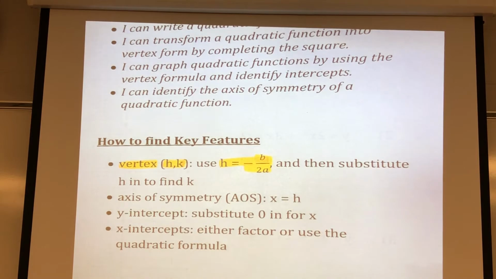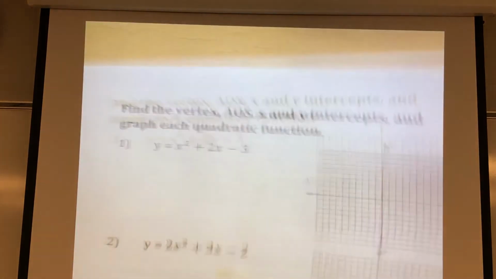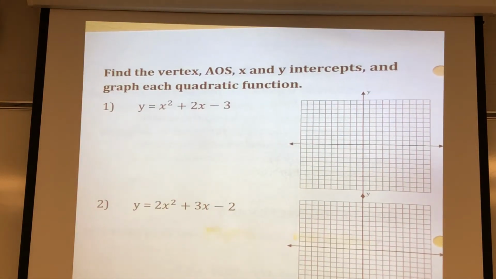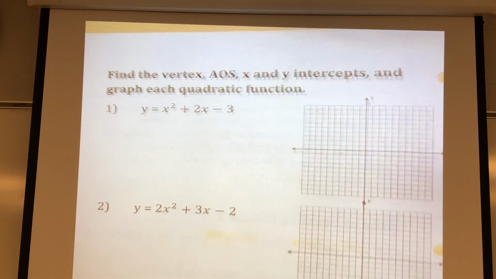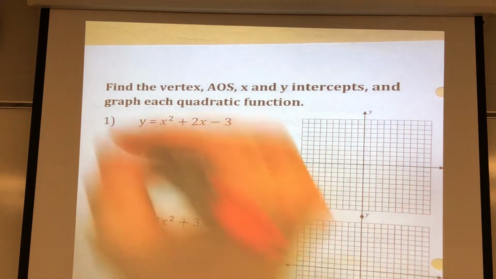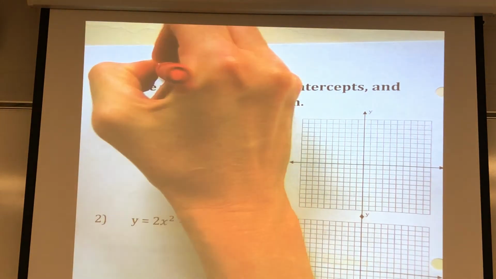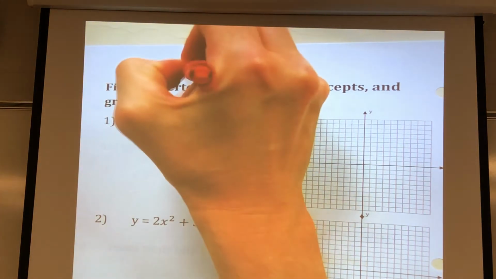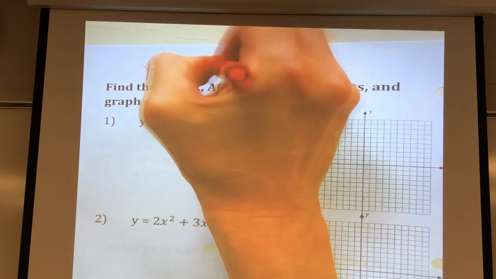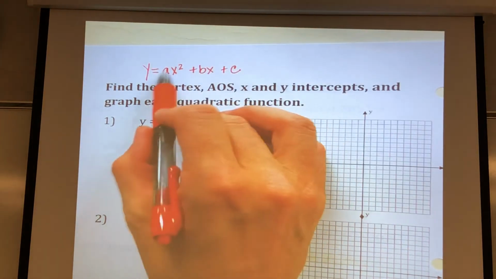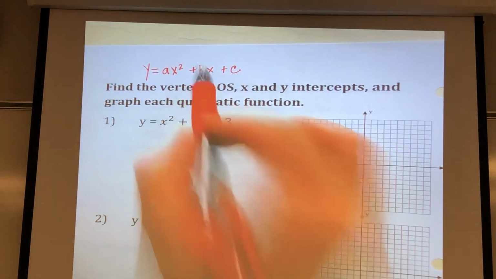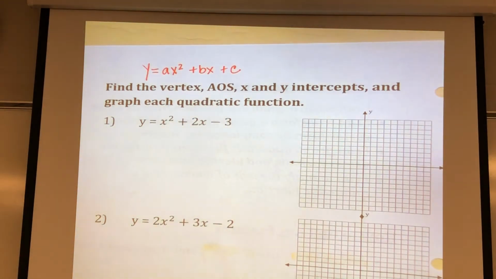All right, so let's take a look at how to do that on a quadratic. We are going to be finding the vertex, the axis of symmetry, both x and y intercepts, and then we're going to graph it. So our quadratic equation in general is y equals ax squared plus bx plus c. When I'm talking about a and b, a is the coefficient of the x squared, b is the coefficient of the x term.